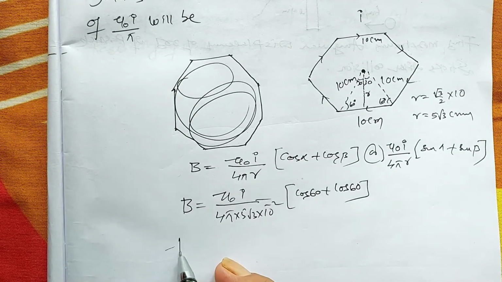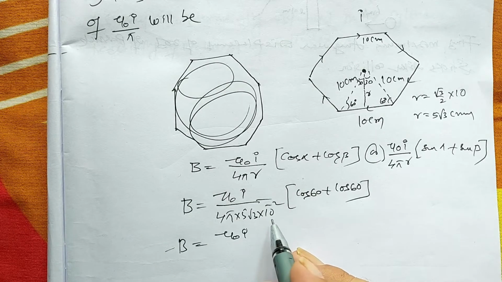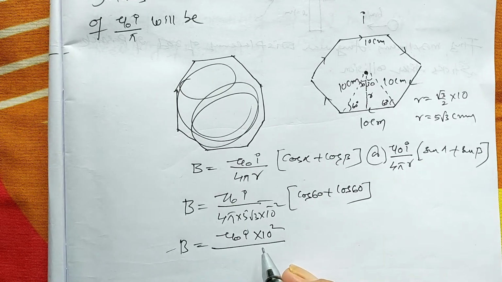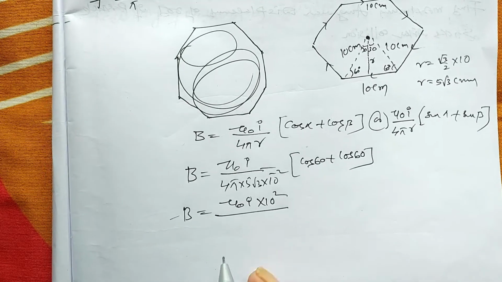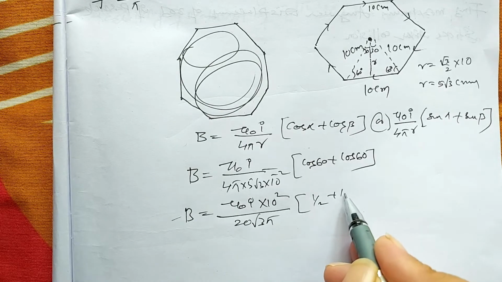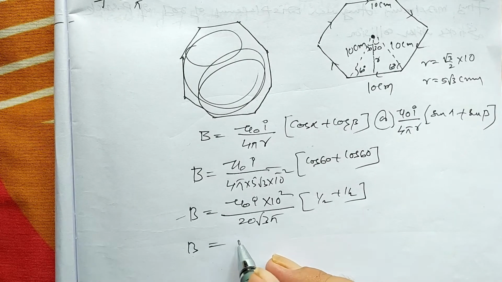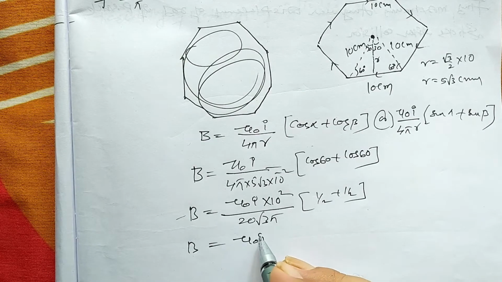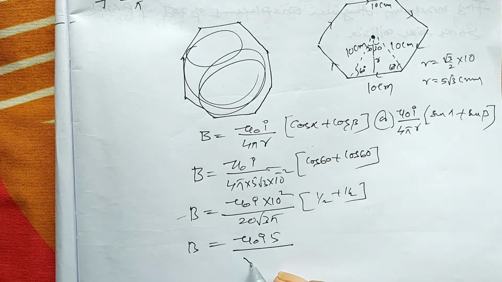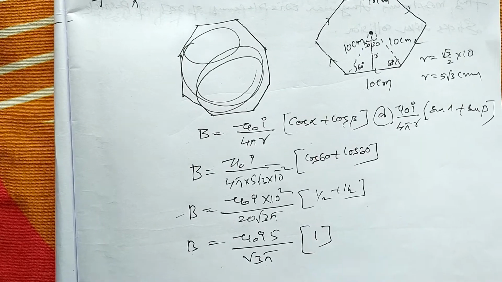B is equal to mu naught I. Bring this 10 to the power of minus 2 to the numerator, 10 squared divided by 20 root 3 pi, 1 by 2 plus 1 by 2. So B is equal to mu naught I, this is 100, this is 25 pi, root 3 pi, 1 by 2 plus 1 by 2, 1.